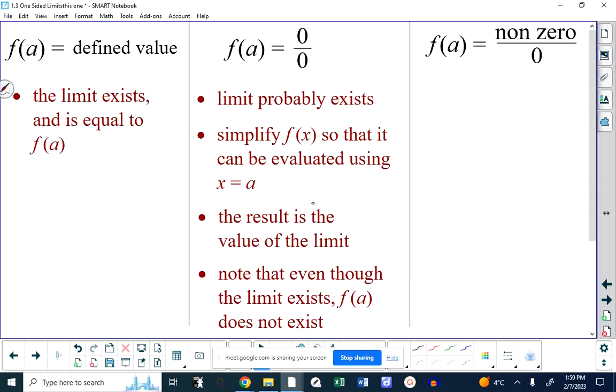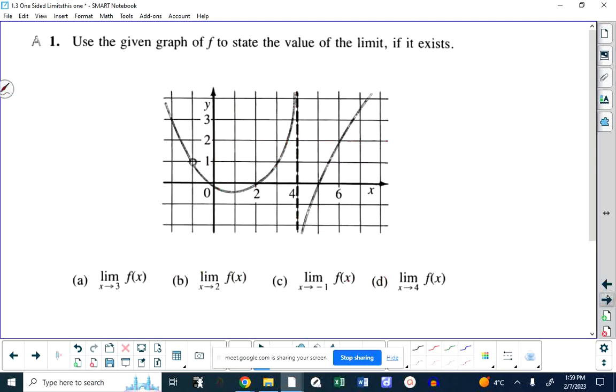If this is the result after your preliminary investigation by putting x equals a in, you get a non-zero number like 5 over 0, the limit doesn't exist. It's not possible to get rid of that factor in the denominator. All that being said, does anybody have any questions? And I'm sure there are some.